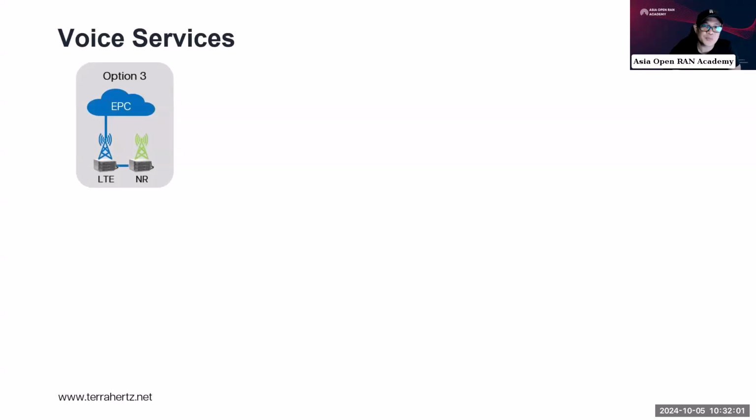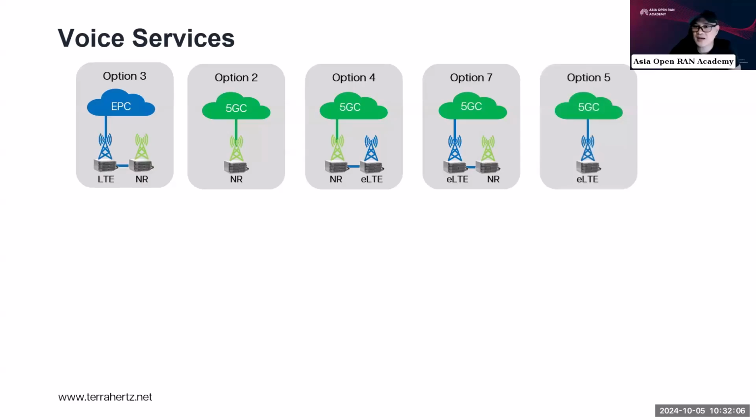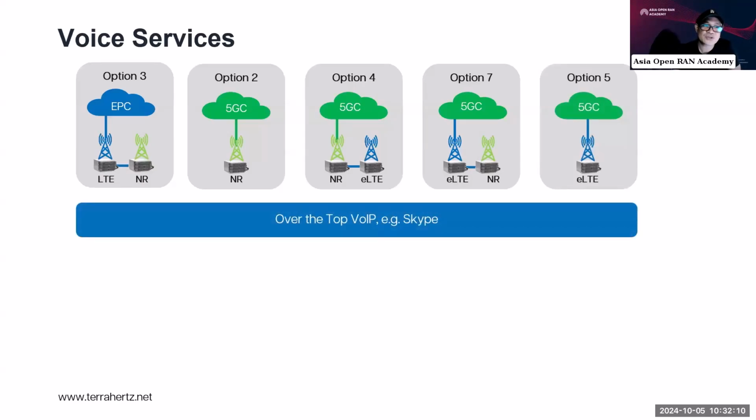So remember option 3, option 2, option 4, option 7, option 5. So we have different options, right? So we can have voice or over-the-top VoIP. For example, Skype. You can use Skype or Viber, Messenger, WhatsApp. What else? What are the popular apps that you can use to call? I forgot those. Basically Viber, the over-the-top apps.